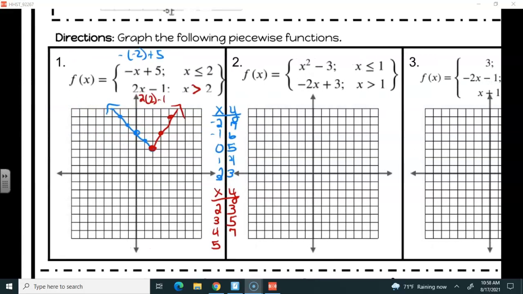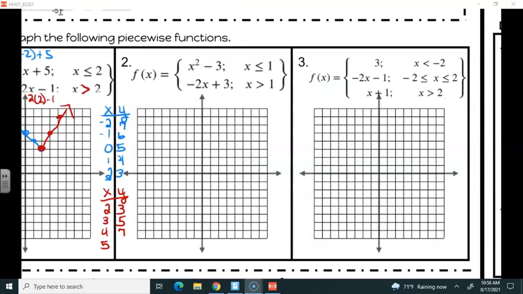So that is a continuous function because I can draw that function now without lifting my pencil. There's no gaps or breaks.